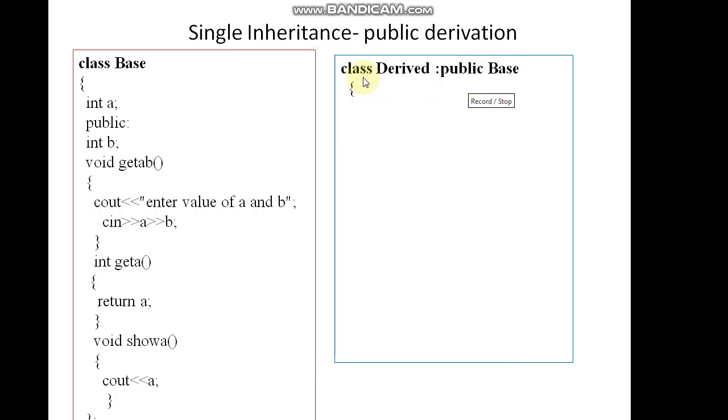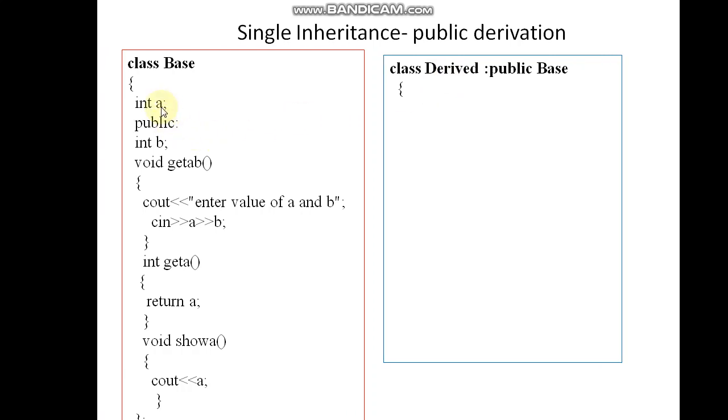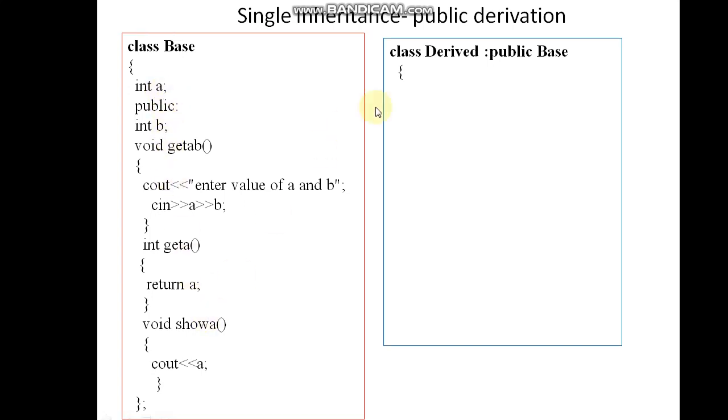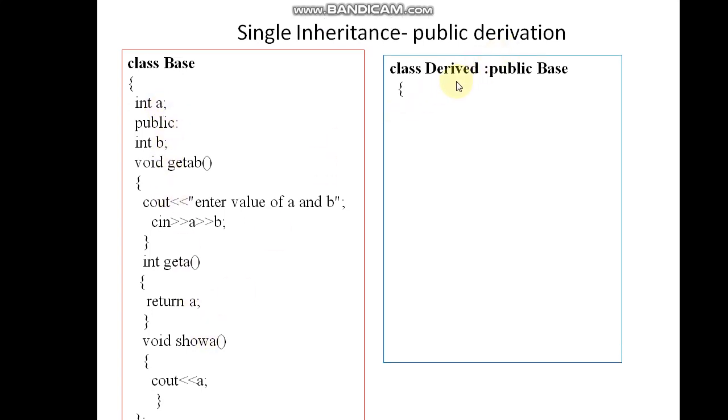Everyone, let's continue with our previous lecture, single inheritance, public derivation. The properties from the base class are inherited into the derived class. So private members are not inherited. Public members are inherited into the derived class. Along with inherited members, the derived class can have its own members.